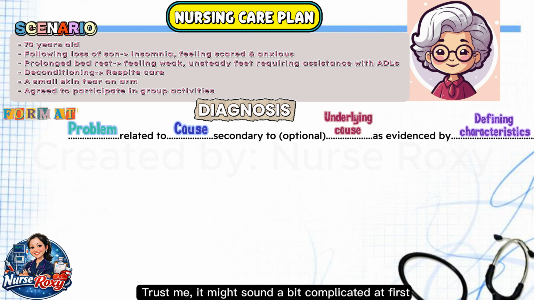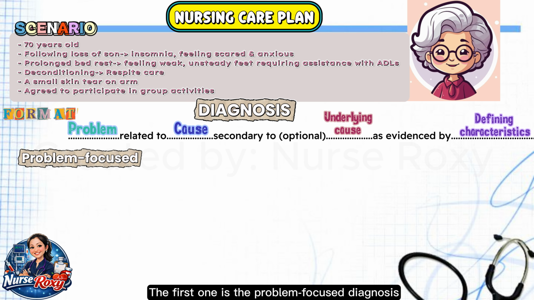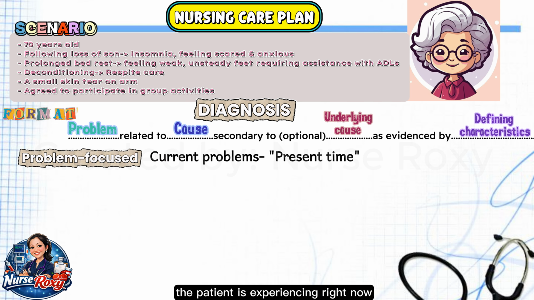Trust me, it might sound a bit complicated at first, but it becomes much clearer once we apply it to a real example. Before going into detail, let's take a look at the different types of nursing diagnoses that are commonly used. There are four main types of nursing diagnosis. The first one is the problem-focused diagnosis, which looks at issues the patient is experiencing right now.